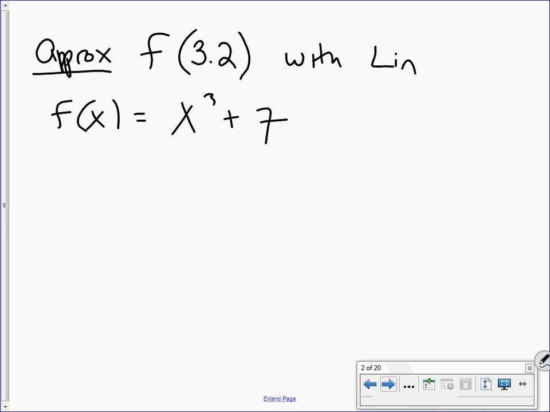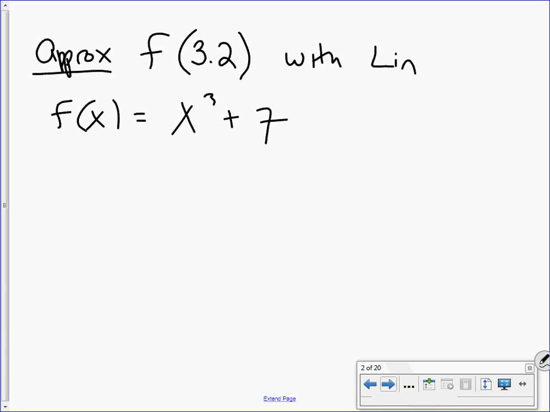We're going to write the equation of a tangent line. That's what a linearization is. Now, if I don't tell you where to write your linearization, you have to think of a number that's near 3.2 that you could easily plug in here and get an answer. 3. So you're going to come up with a linearization at 3.